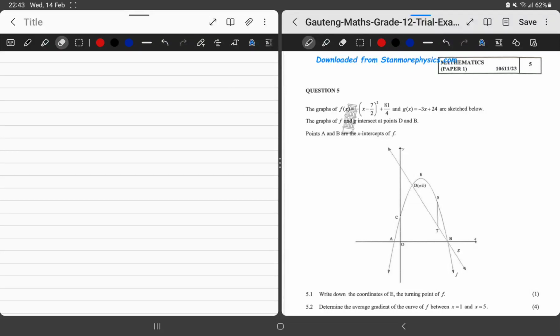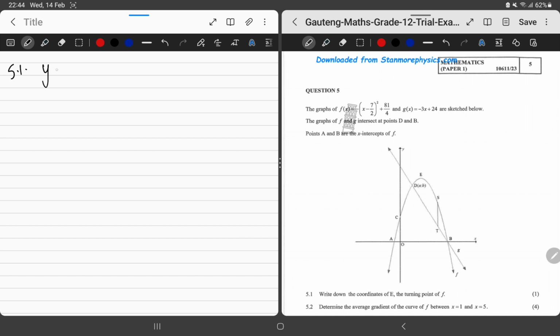From the Gauteng, September 2023. Question 5. The graphs of f(x) and g(x) are sketched below. The graphs of f and g intersect at points D and B. Points A and B are the x-intercepts of f. 5.1. Write down the coordinates of E, the turning point of f.